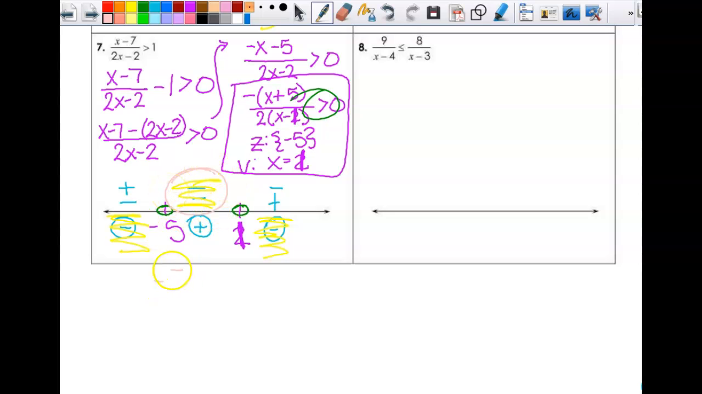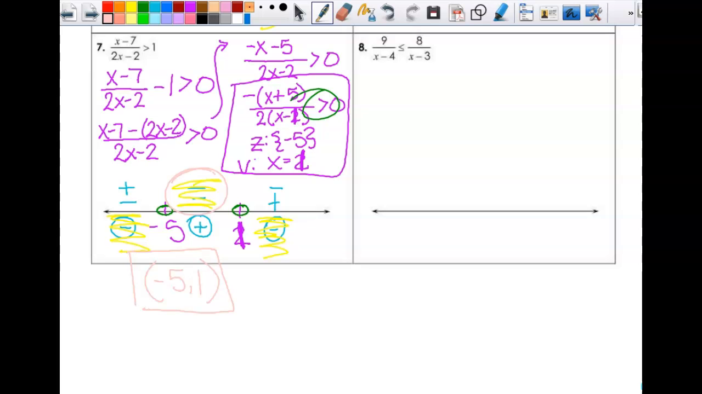So it's positive from negative 5 to 1. I do not include either one of them because they're open, but the negative 5 is because it was greater than 0, and then the 1 is because it's an asymptote, and that's what it looks like. What questions do you have?